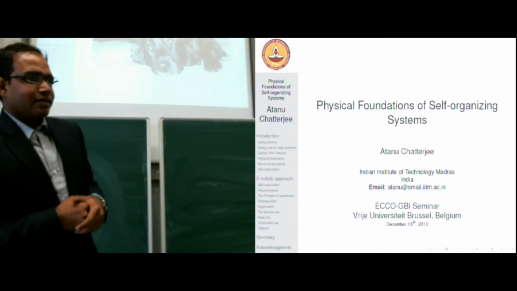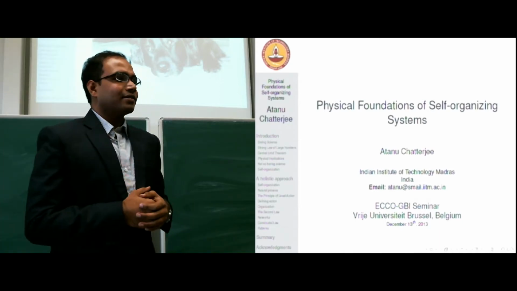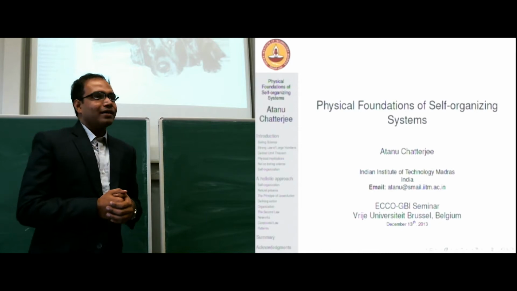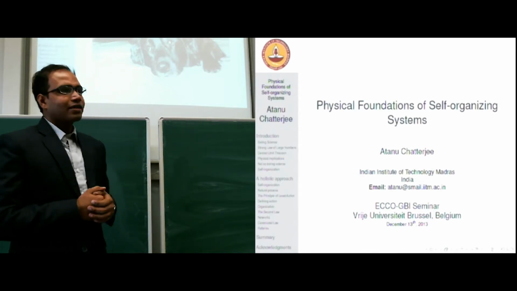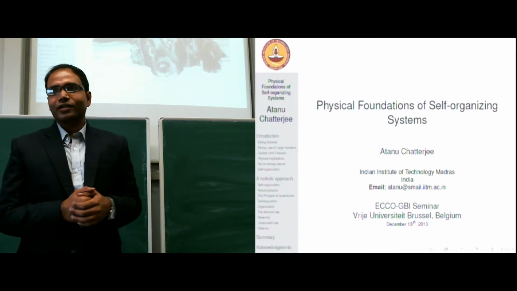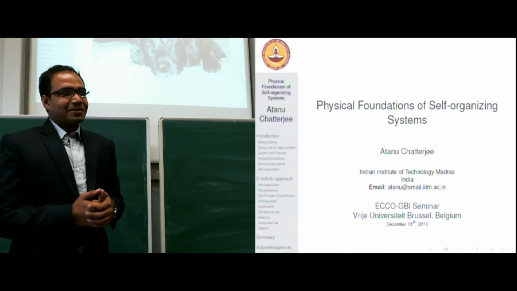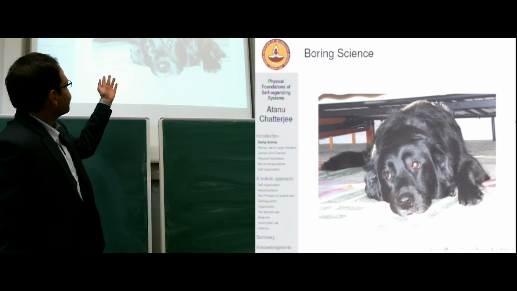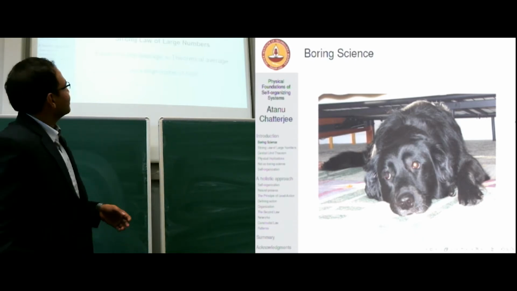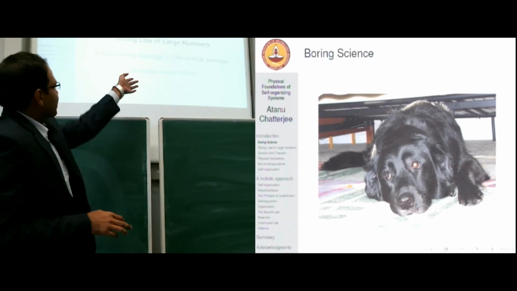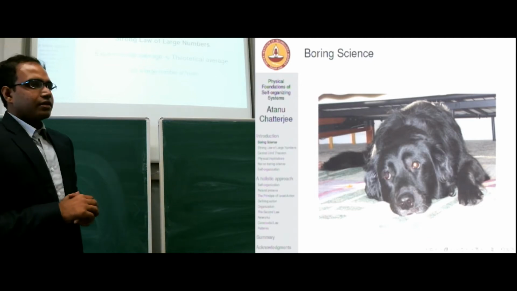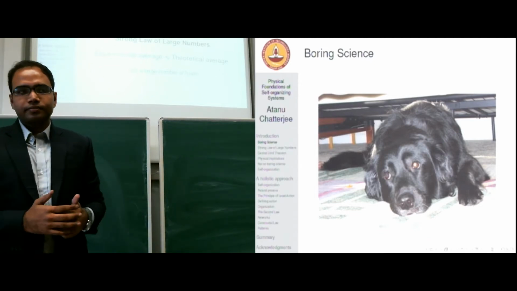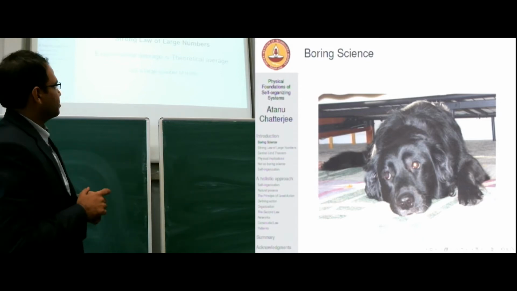Last semester I did a course in probability, and towards the end of this course I realized that science is quite boring. Why did I find that? Because we have these two laws which I learned towards the end of my course. One is the strong law of large numbers. What is the strong law of large numbers?